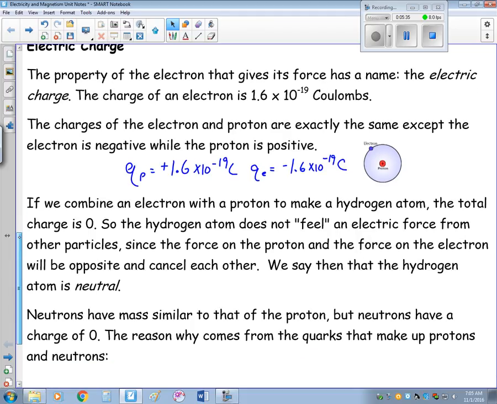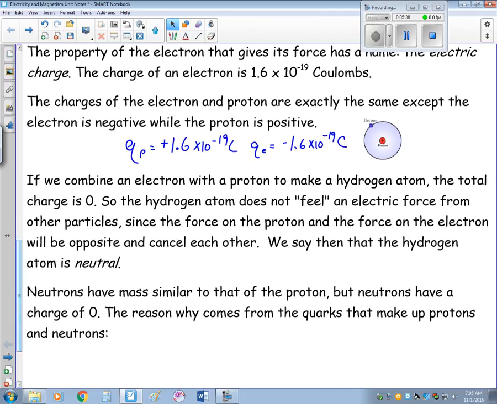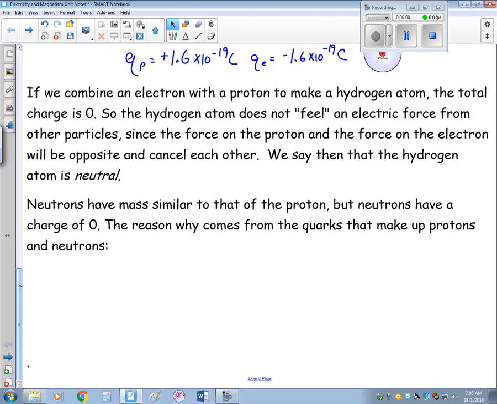So if we combine an electron with a proton, that gives us our hydrogen atom, and then the total charge would be 0 because the two charges will cancel out. So this hydrogen atom does not feel an electric force from other particles. It's now neutral. Since the force on the proton and the force on the electron are opposite, they cancel each other out. So we say that the hydrogen atom is neutral. Neutrons also have a mass that's similar to a proton, but the neutrons have a charge of 0. Now, the reason why comes from something called quarks.